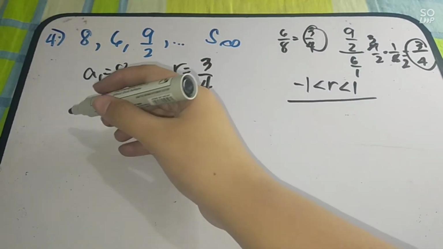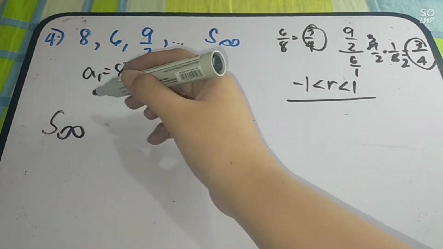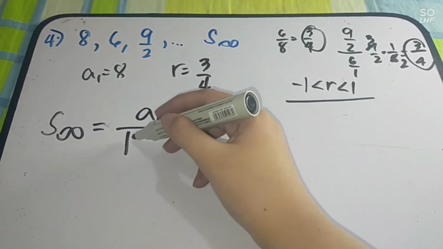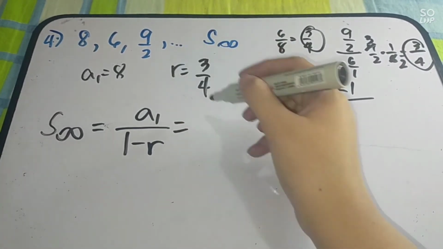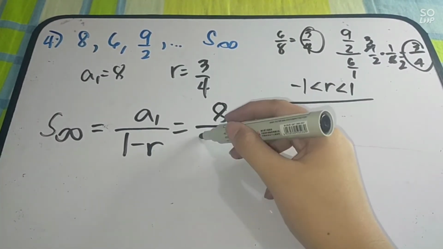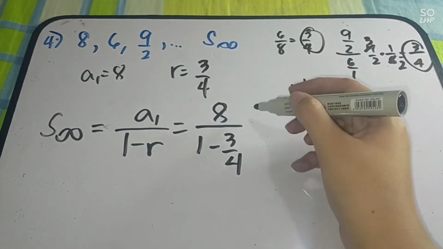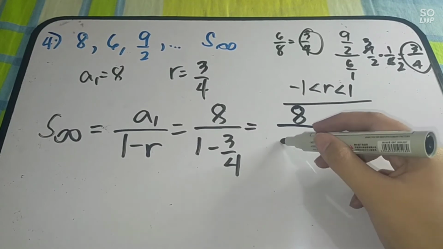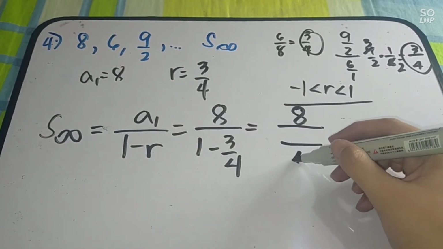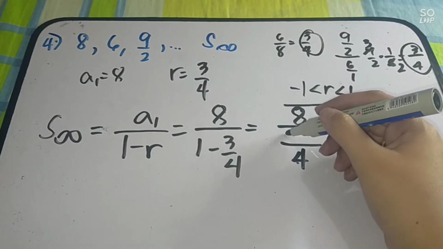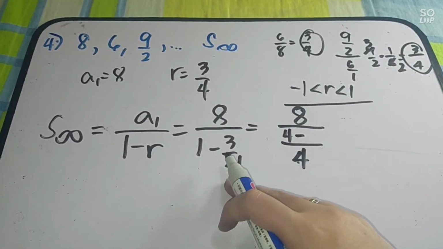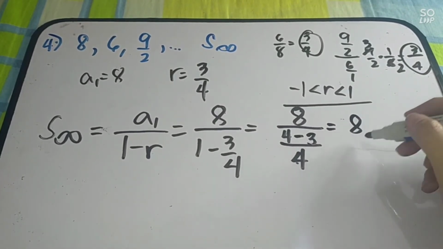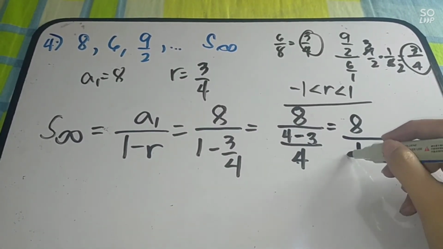So, since meron kang sum, let us find the sum of the infinity. So, it is equal to a sub 1 over 1 minus r. Your first term, we have here 8, then over 1 minus 3 over 4. So, it is equal to 8 over LCD, which is 4, then 4 times 1, just copy 4 minus 4 divided by 4, 1 times 3, that is 3. Then simplify. So, you have here 8 over 4 minus 1, that is 1/4.